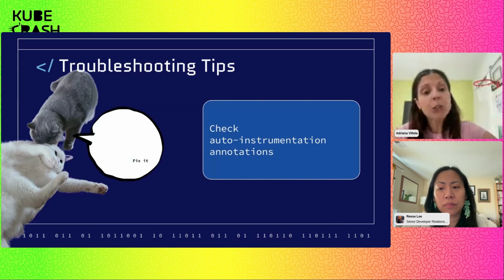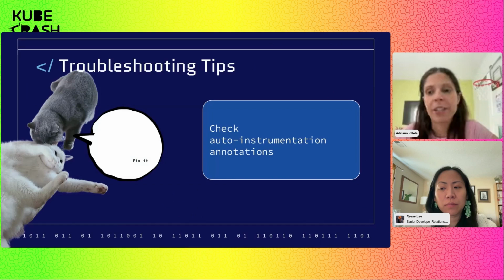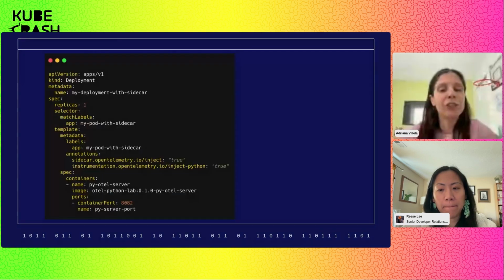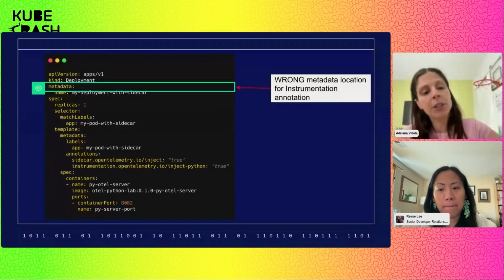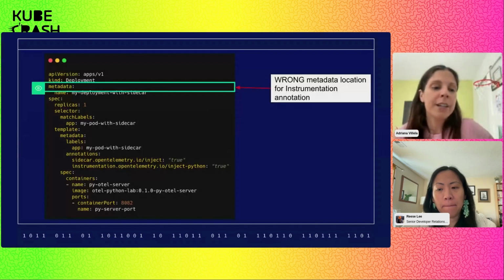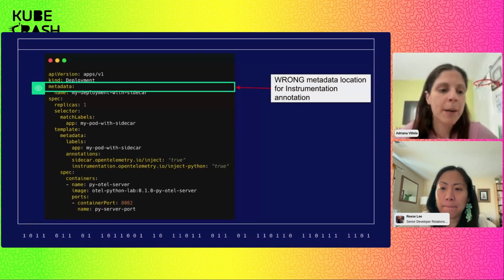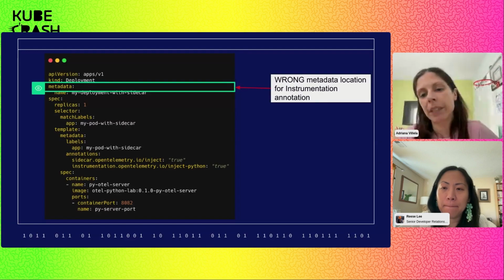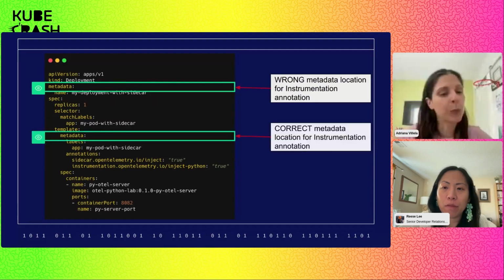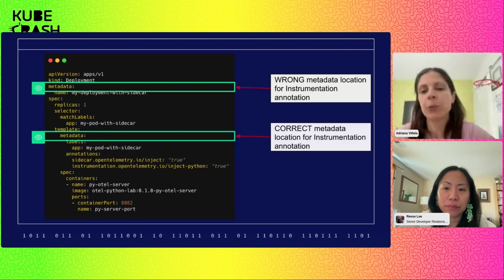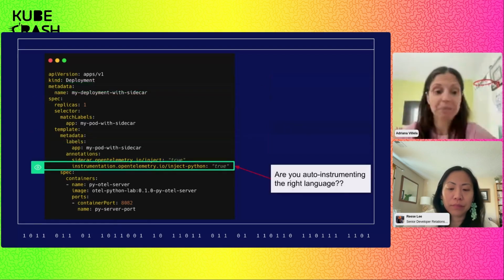Also check those instrumentations. Make sure that there are no typos in the instrumentation. Make sure that they are in the pod's metadata definition and not in the general metadata definition, because as you know, there are two spots where you can define metadata in your deployment with labels and annotations: up top at the highest level of your deployment YAML, and then of course under your spec template metadata. One's right, the other one's wrong. The spec template metadata is the correct spot to set that annotation.